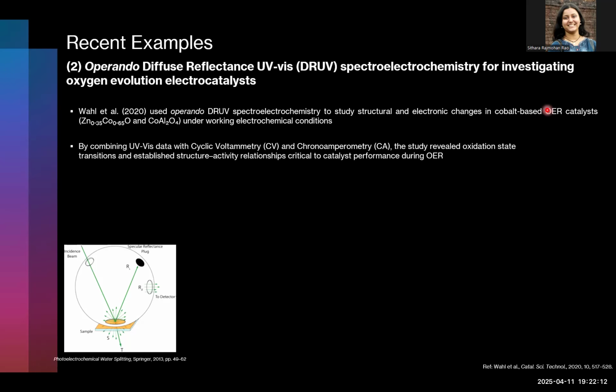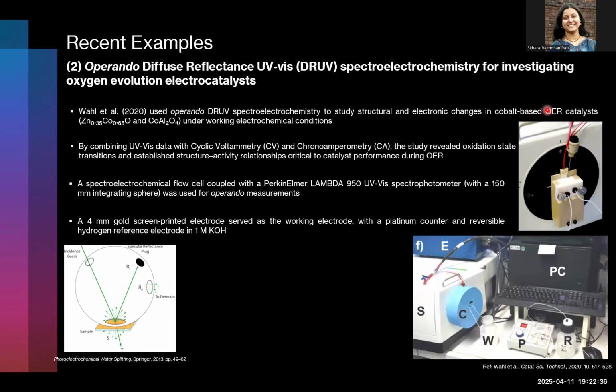What they wanted to do was study the structural and electronic changes that happened within the catalysts that are used for oxygen evolution reactions. They focused their attention on two main catalysts, which are zinc cobalt oxide and cobalt aluminum oxide. So they combined the UV-Vis data with cyclic voltammetry and chronoamperometry to understand different oxidation state changes and try to establish any kind of relationship between the structure and the activity of the catalysts.